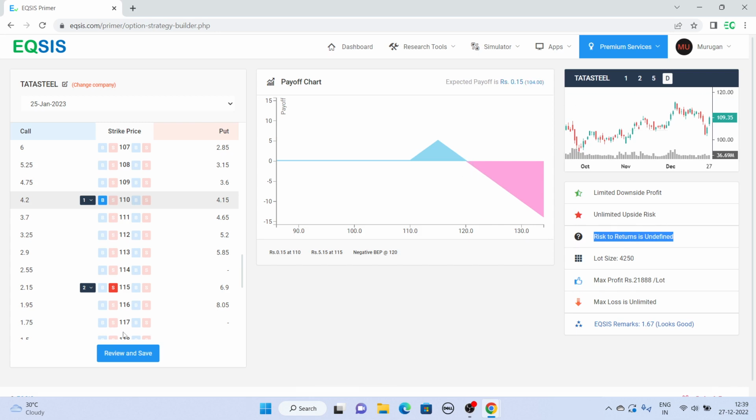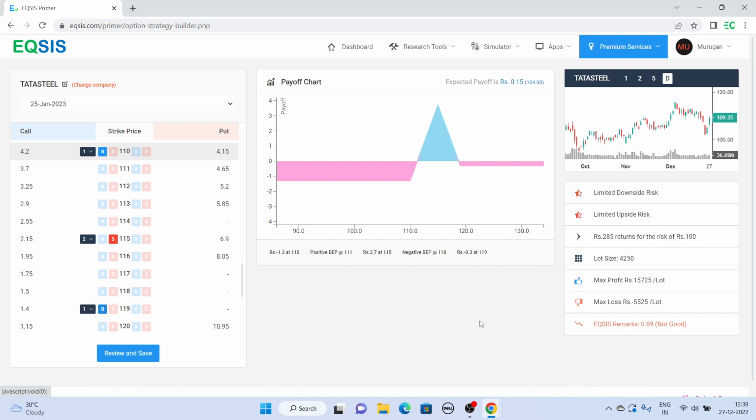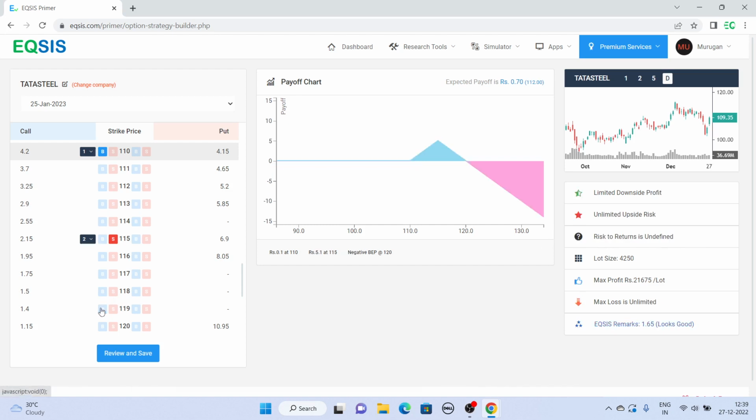So if it is a limited risk, let's say if I'm buying something, it gives you returns for the risk taken, because the maximum returns we expect here is 15,000 rupees, because the lot size is 4,250 and the maximum risk is 5,000. So for every risk, we are looking for 3 times, close to 3 times. That is what it shows, the risk for the returns taken. But by any chance, if it is an undefined risk strategy, this says it is undefined. So the beauty is it gives you a summary. So if you're new, try to read it and understand it, and then you proceed forward.